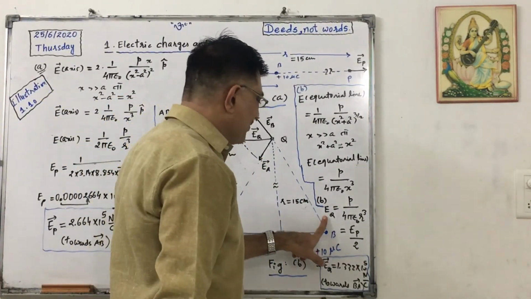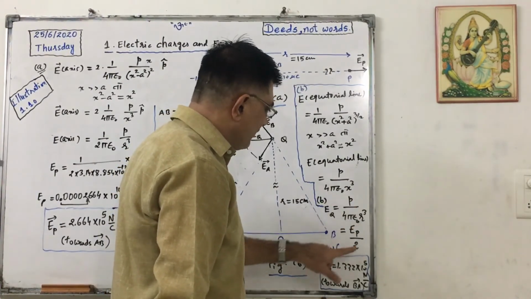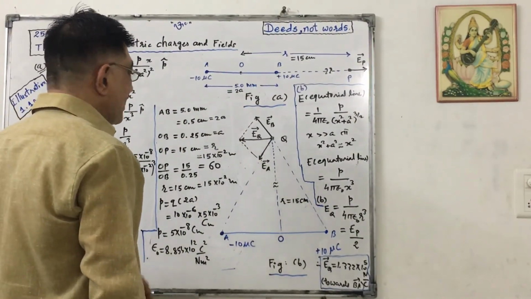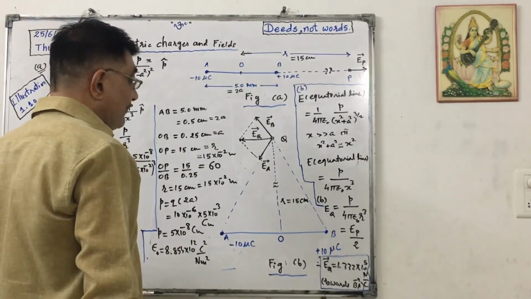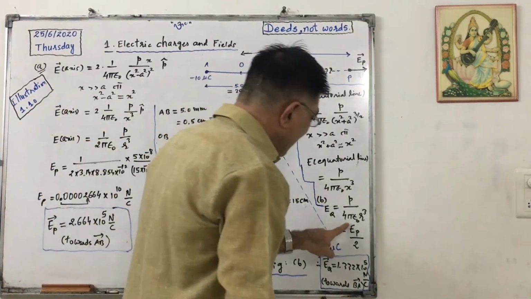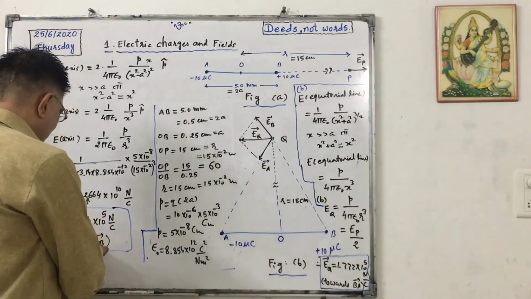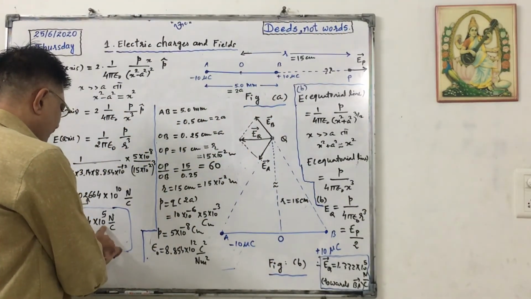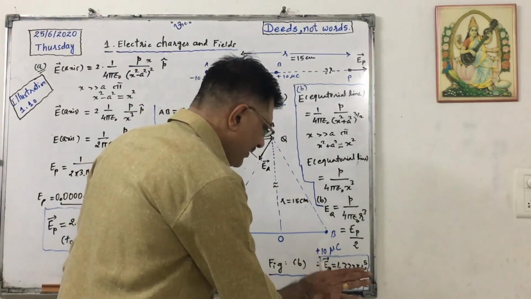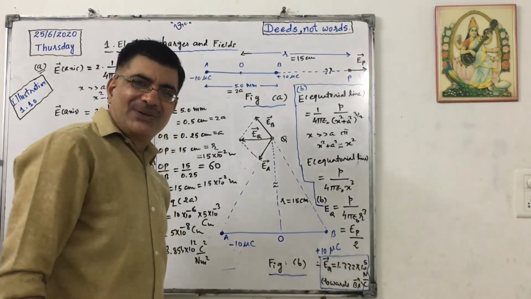So E at Q equals P upon 4 pi epsilon naught. I will replace now x as r cube, but it is half of this, sorry. We have to divide this by 2. So E at Q will be equal to just half of this: 2.664 into 10 raised to 5 Newton per coulomb towards vector B. Okay, towards vector B.